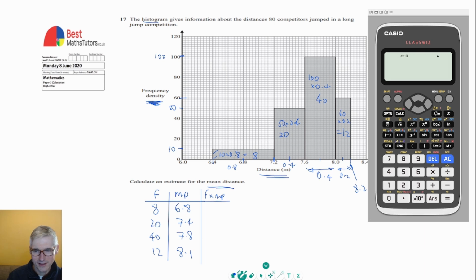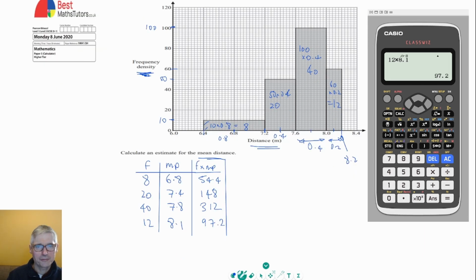And all we need to do is work out what the frequency times the midpoint is for each one of these groups. So for my first group, it's just 8 times 6.8. We use the SD button, 54.4. And I'm just going to repeat that for each one. So 20 times 7.4, 148. 40 times 7.8, 312. 12 times 8.1, 97.2. And then for my estimate of the mean, what I need to do is add up this column here, which is the frequency times midpoint, and that gives me 611.6.